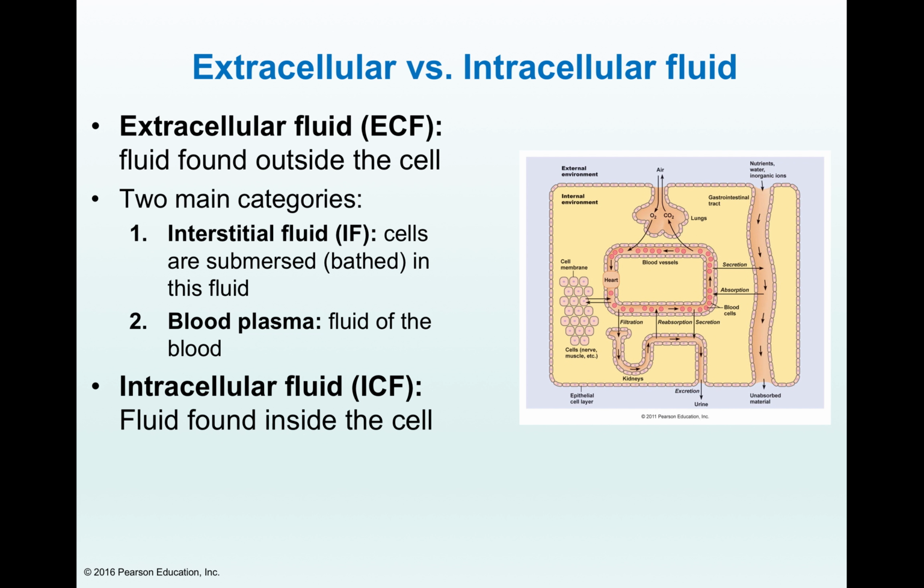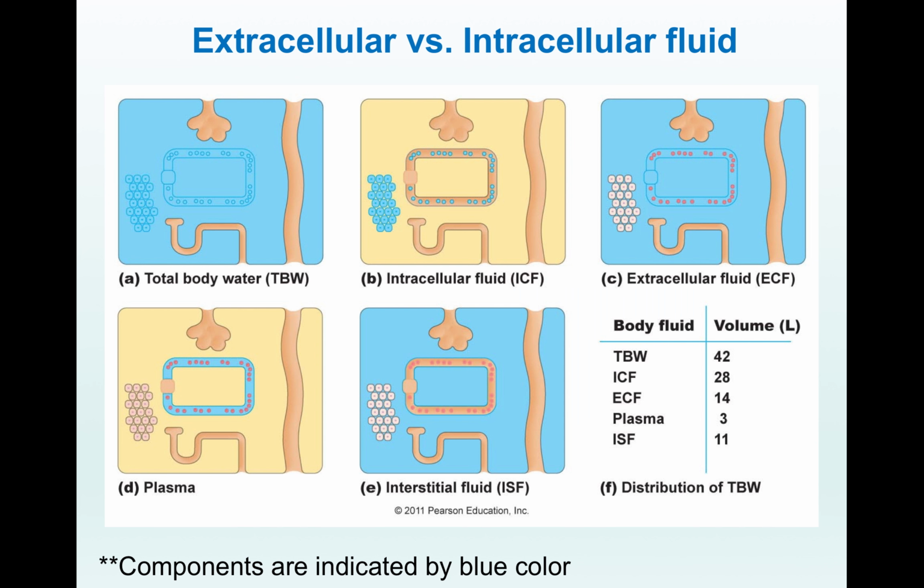Keeping that in mind, we are going to use this diagram and its color coding to describe what is considered extracellular versus intracellular fluid. Taking a look at the first picture, you understand that about 60 to 70% of your body is made up of water. You can see based on this picture that the total body water is a significant amount of space.